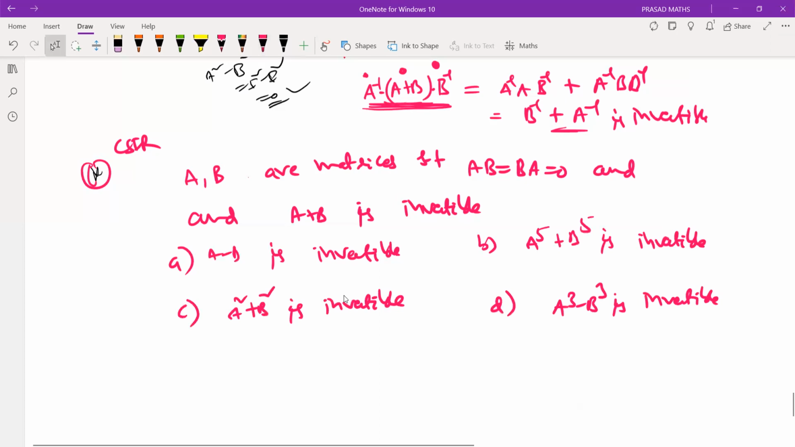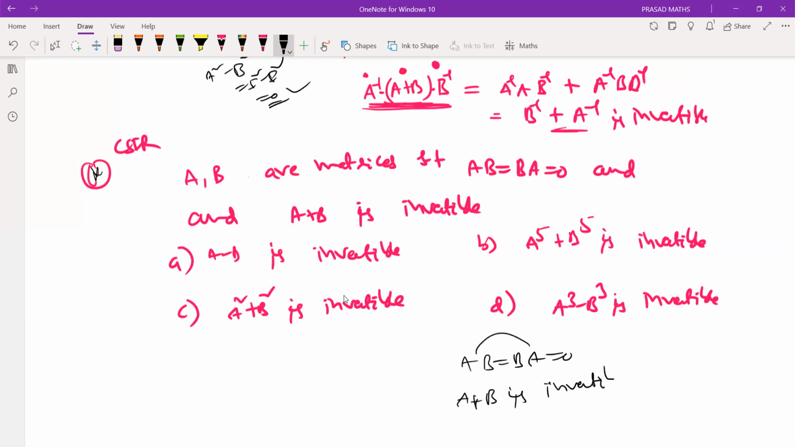See, whenever such an equation is given, commutativity becomes compulsory. If they are not commutative, the binomial theorem application need not be valid. What is AB, BA? You know, 0. They are commutative. In fact, they are 0 matrices. What are you given extra? Extra is A plus B is invertible. So the binomial theorem is applicable.